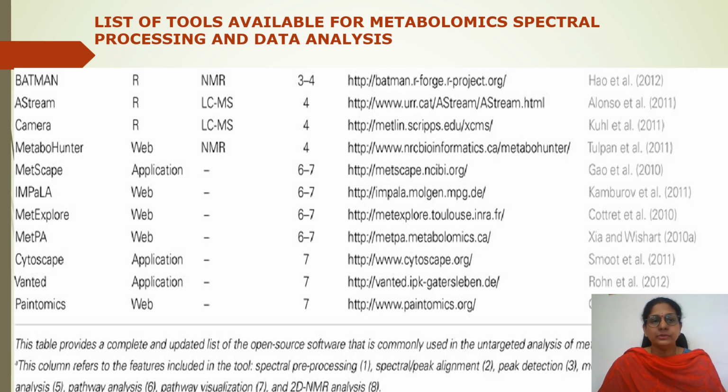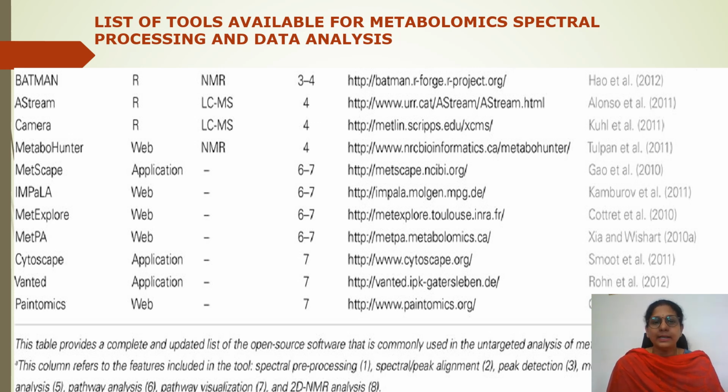This column refers to the features included in the tool: spectral preprocessing, spectral peak alignment, peak detection, baseline correction, pathway visualization, pathway analysis, 2D NMR analysis. Likewise, they have mentioned 8 features. So out of 8 features, how many can this software fulfill? For example, Batman fulfills 3 and 4. What are 3 and 4? You have to see the footnote here.